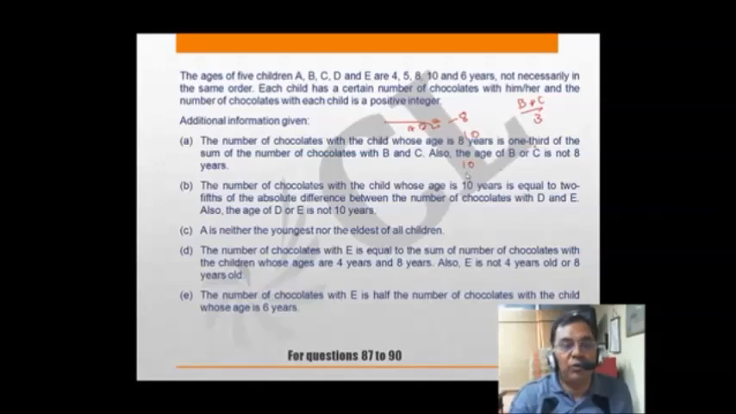10 years is equal to 2/5 of the number of D and E. D minus E mod into 2 by 5. That means again it can be ABC.